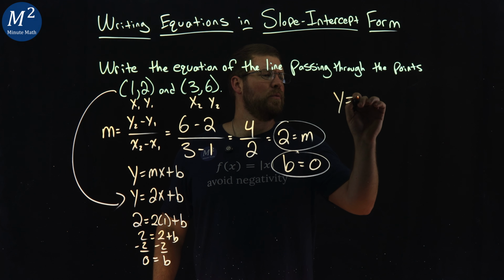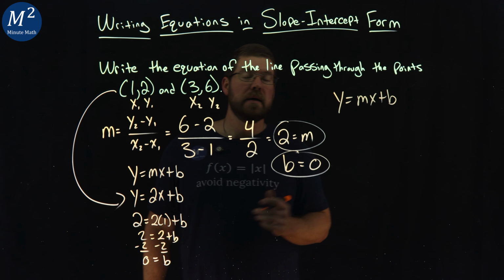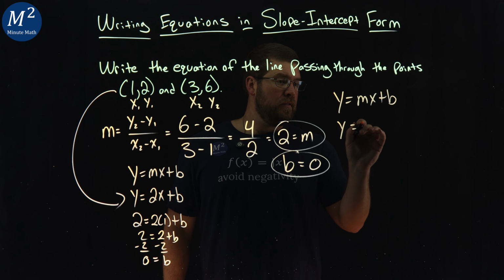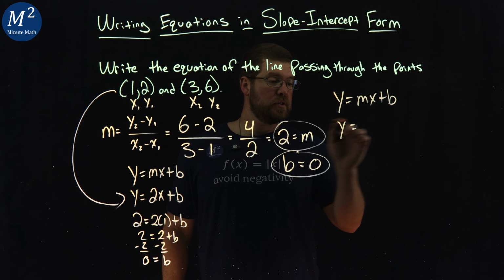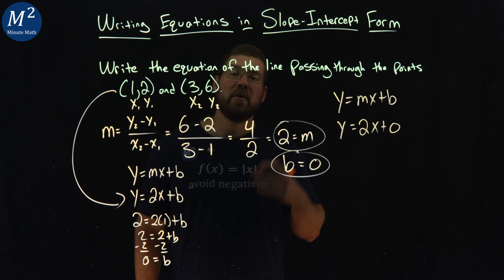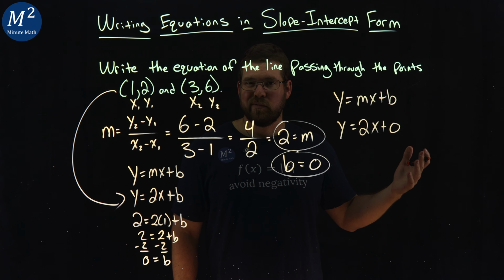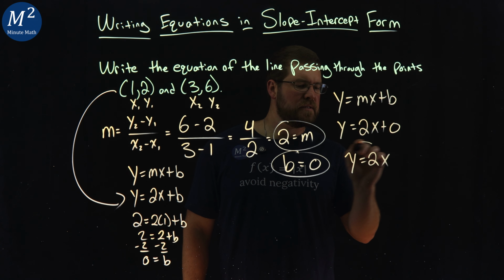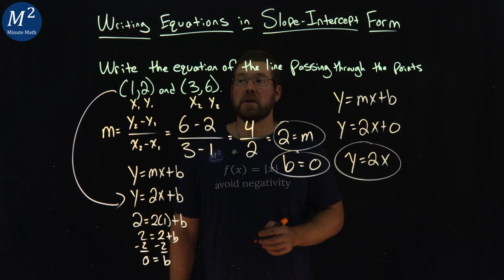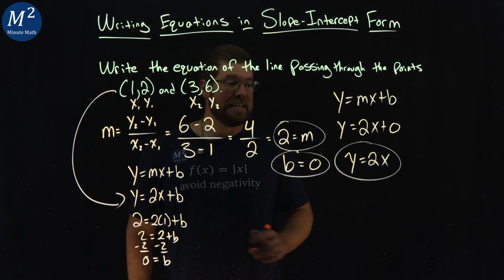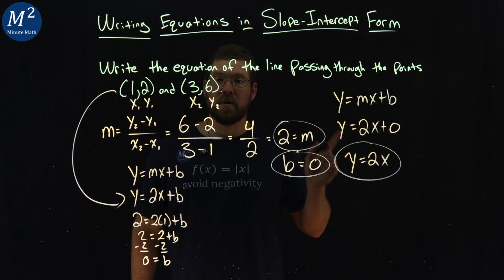So we have y equals mx plus b. Let's plug in the values we know. y, well, keep it as is, equals m, our slope, which is 2x, plus b, which is 0. And we normally never write that plus 0. So we actually don't write that, and we just have y equals 2x. And so the equation of the line that passes through the points (1, 2) and (3, 6) is y equals 2x.